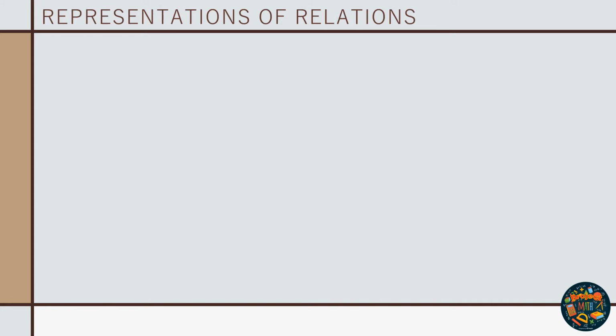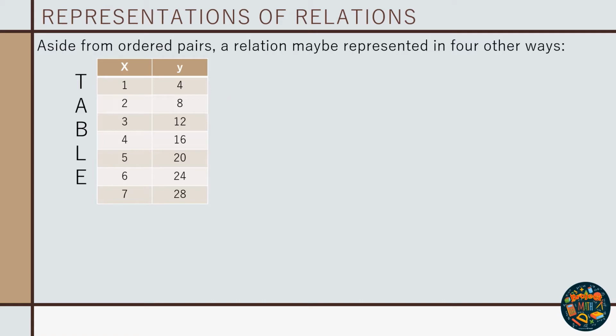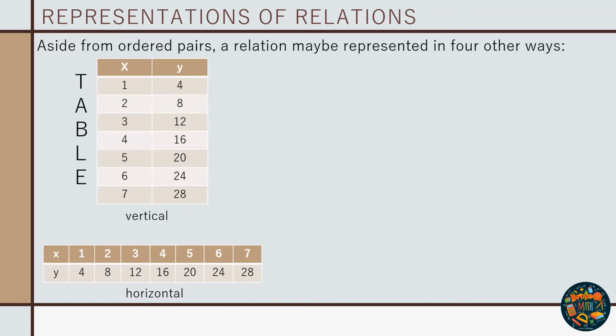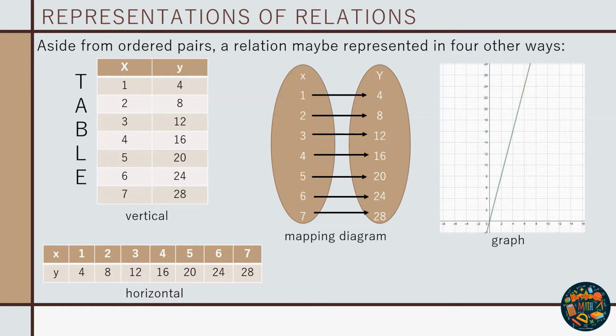We also have the different representations of relations. Aside from the ordered pairs, a relation may be represented in 4 other ways. So we have the table. We can show the relation in table form. It's either a vertical or a horizontal table. Then, we can show it by a mapping diagram, also commonly known as the arrow diagram. Then we have the graph. And we also have the rule or the equation of the relation.